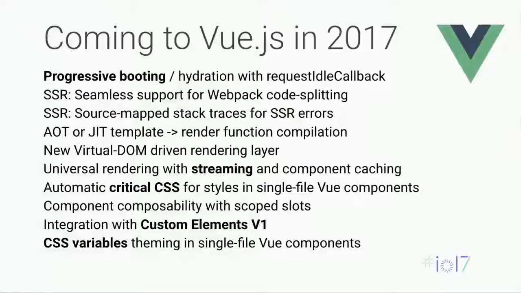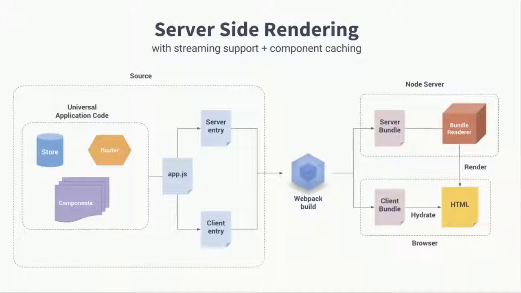So some of the things coming to Vue.js this year that I'm excited about are over here. Things like support for progressive booting, hydration using request idle callback, support for custom elements, CSS variable theming, seamless support for Webpack code splitting. I would in fact say that Vue.js has got some of the best server-side rendering in the industry. They've got support for streaming, for component caching. And in fact, they take that even further.